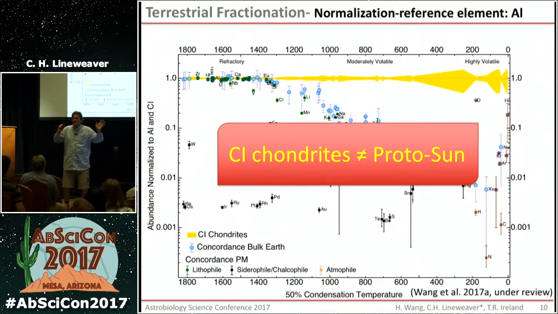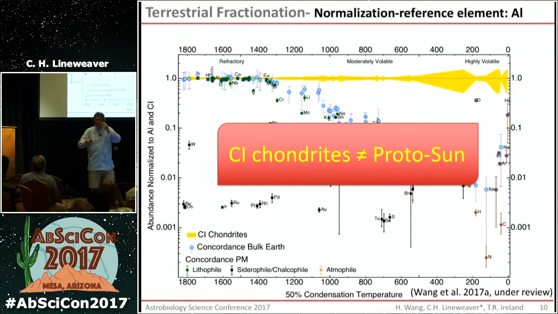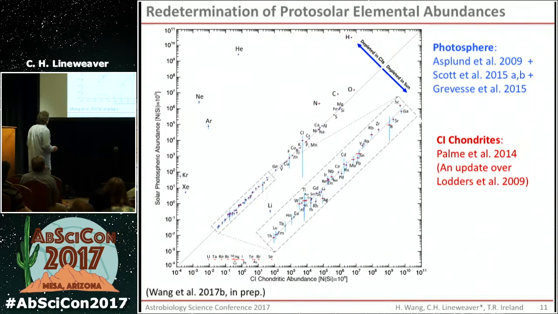When you look at plots like this, make sure: are they normalizing to CI chondrites, or are they normalizing to the sun? There's a difference. A lot of things are the same, but there are very important differences. For example, here are the CI chondrite abundances, here are the solar photosphere abundances, and you can see it's basically the same, except for lithium, which is being burned in the sun, and all these have been depleted in CI chondrites.